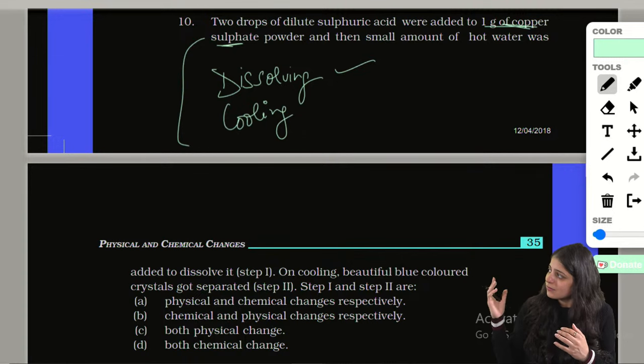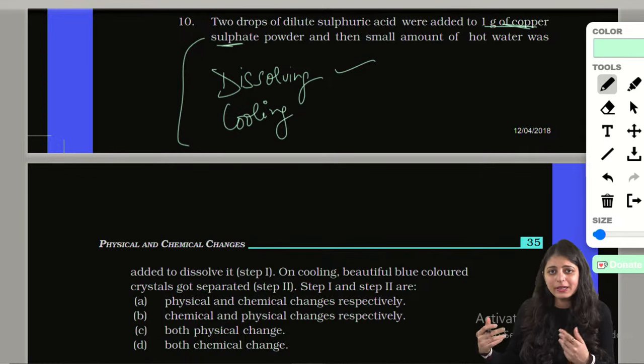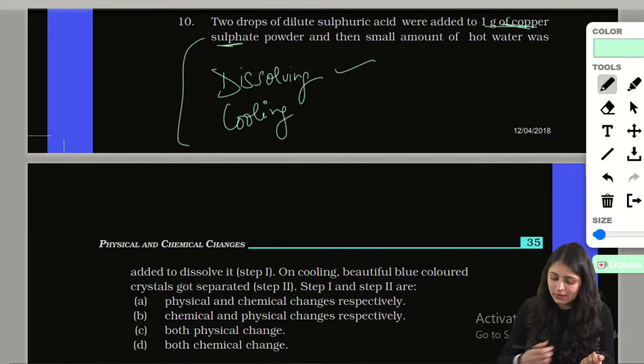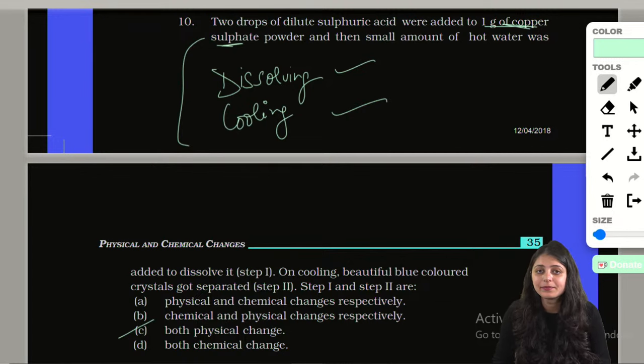Now, this solution you've left for some time, and you're allowing it to cool down. So cooling is happening. So you will get crystals of copper sulfate. This is also a physical change. So both are physical changes. Can I say that correct answer is option C? Have you understood why it's option C?